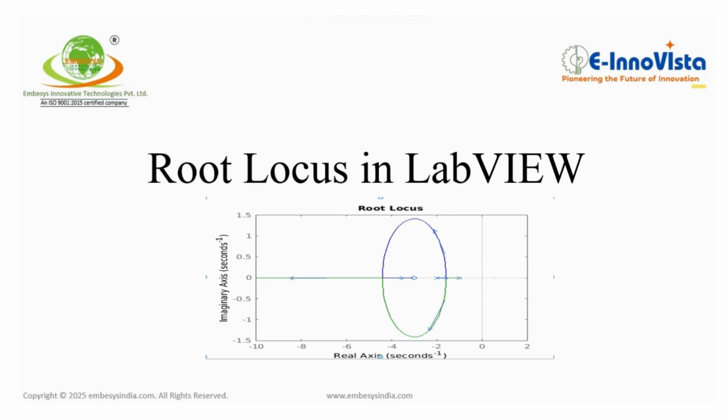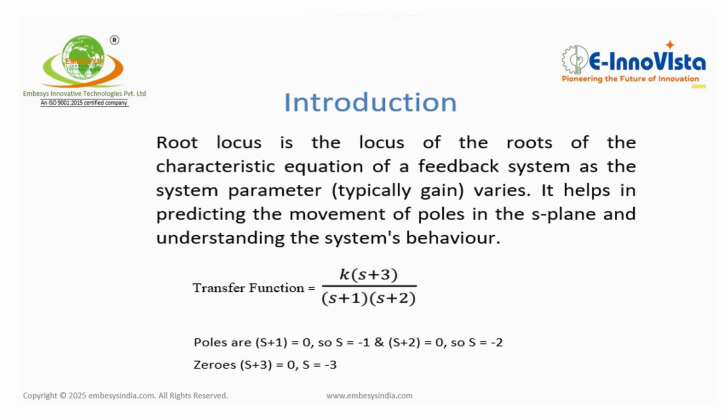So let's get started. About the introduction of root locus: it is the locus of the roots of the characteristic equation of a feedback system as the system parameter, typically gain, varies. It helps in predicting the movement of poles in the S-plane and understanding the system behavior. Here you can see a transfer function where the numerator part is k multiplied by (s plus 3) and the denominator part is (s plus 1) multiplied by (s plus 2).